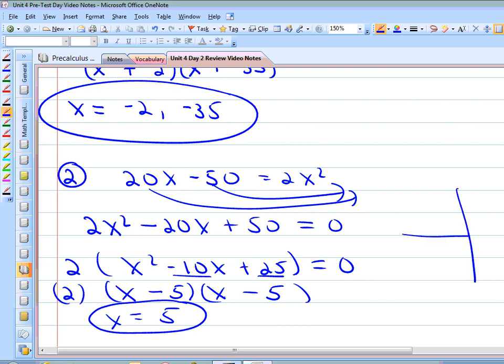In a graph, just so you remember, then at 5, that graph would look something like that. It would just have one x-intercept. Above here, we would have had a graph that had an x-intercept at -35 and -2, and our graph would have looked something like that, and that's where it would have crossed the x-axis. All right, go Bearcats.